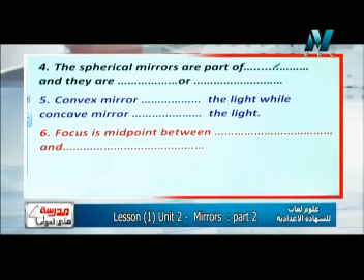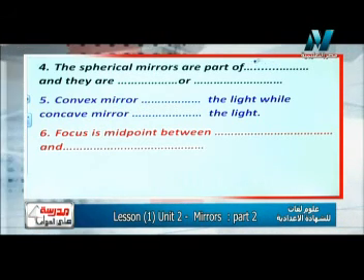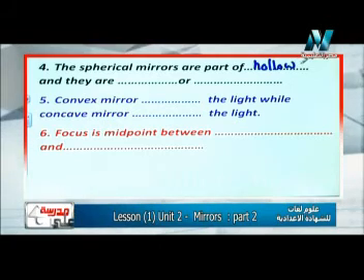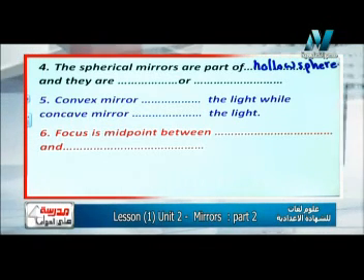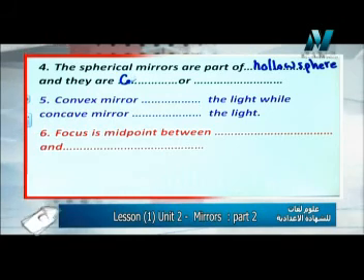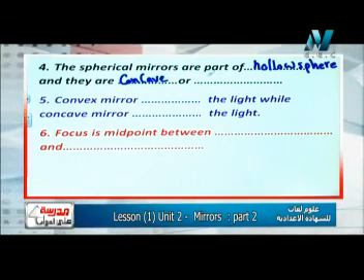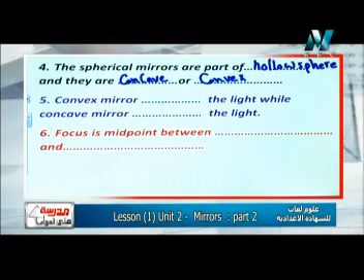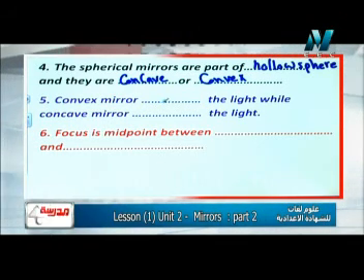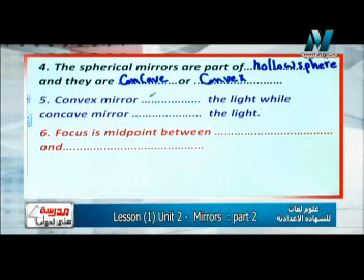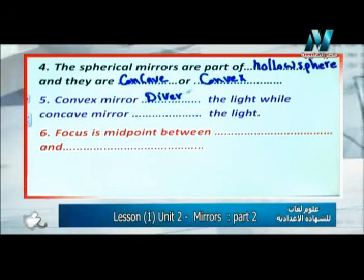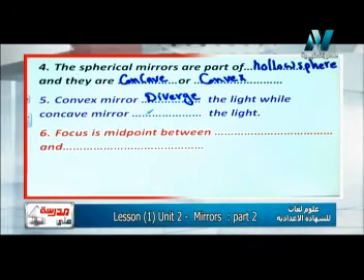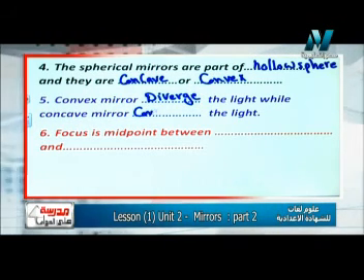I have some questions related to these points on the monitor. It says the spherical mirrors are part of what, and they are what or what. The spherical mirrors are part of a hollow sphere, and they are concave or convex. The convex mirror diverges, meaning it scatters or separates, the light. The concave mirror converges the light.